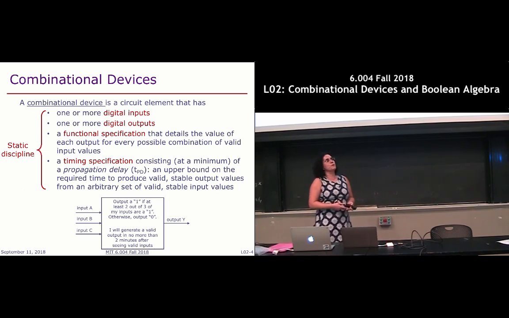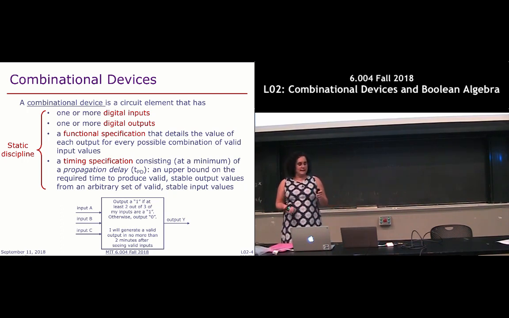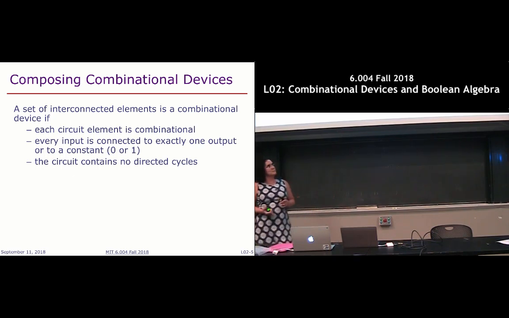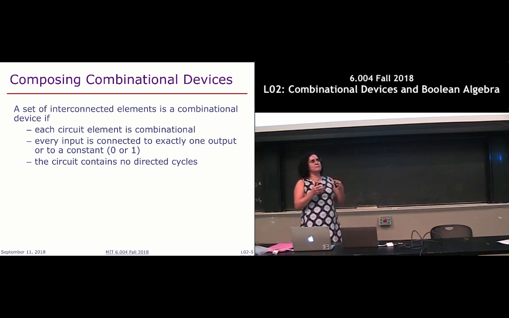And together, these four things are what we call the static discipline. So all combinational devices, in order to be valid digital combinational devices, they need to satisfy the static discipline. All right, so now we want to move on and be able to create more complicated circuits. So we want to be able to take our simple, basic combinational devices and compose them into larger ones.